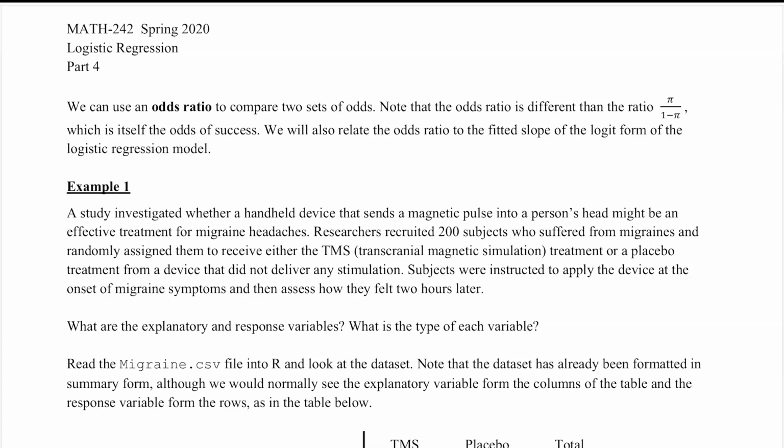All right, so we're going to continue our journey with logistic regression. We're going to start computing odds ratios and understanding how to interpret those, and also relating the odds ratio to the slope of the logistic regression model when it's in the loaded form.